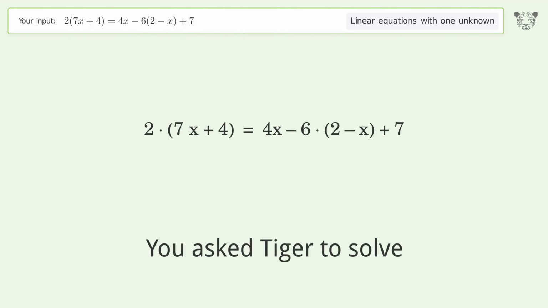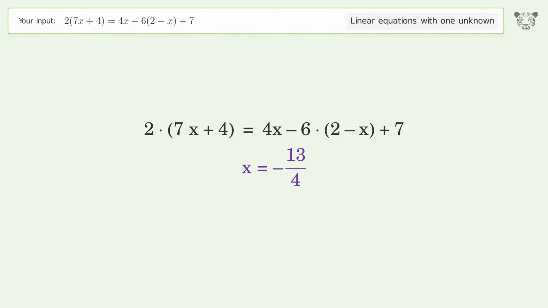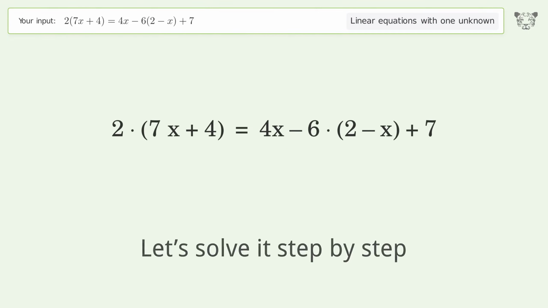You ask Tiger to solve. This deals with linear equations with one unknown. The final result is x equals -13/4. Let's solve it step by step.